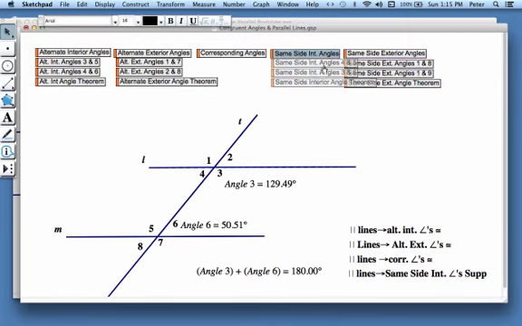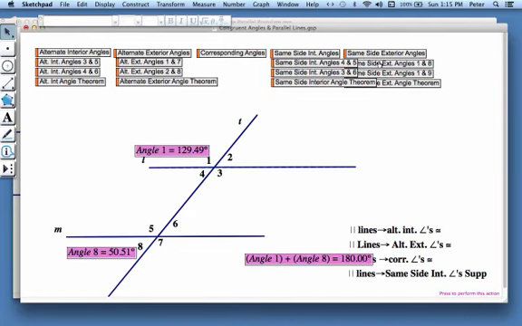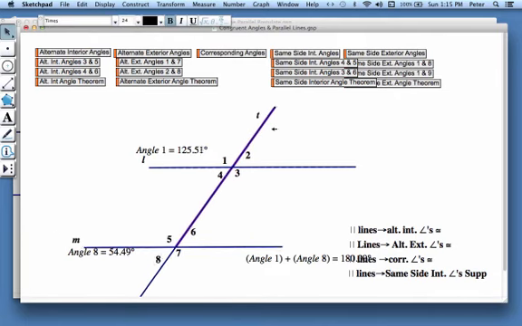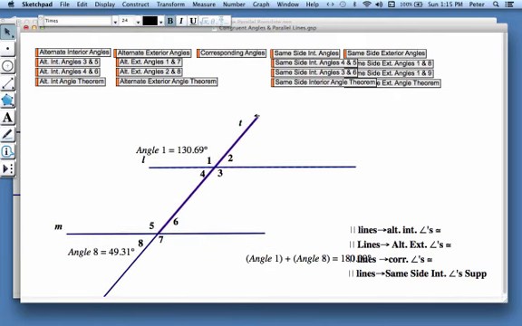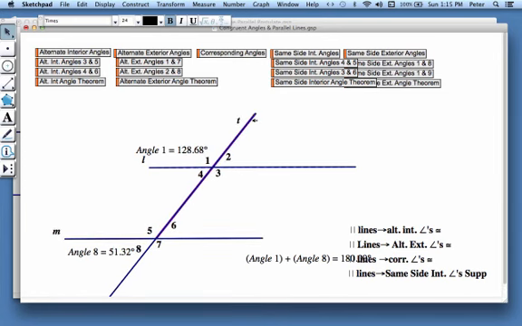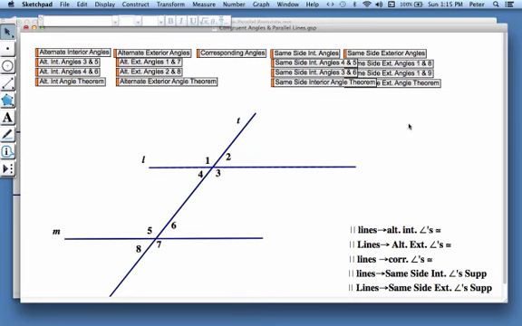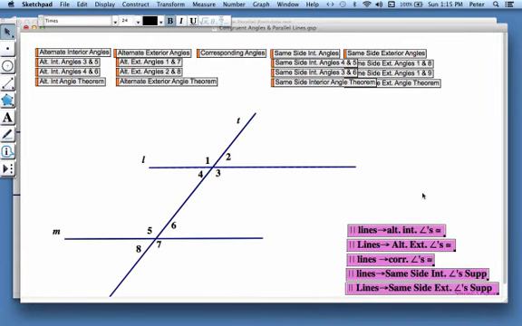So let's erase these, 3 and 6, and take a look at some same side exterior angles. And you'll notice that no matter how we manipulate the figure, the sum of those two angles is always 180. So, parallel lines imply same side exterior angles supplementary. Okay, these are the five theorems. That's a lot of them. So please take a moment, pause the video, and get them in your notes.